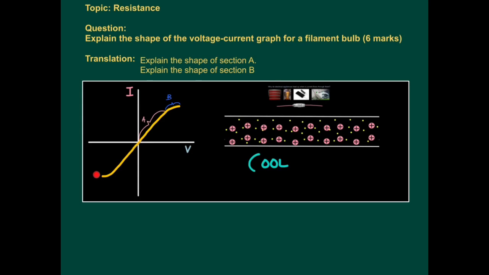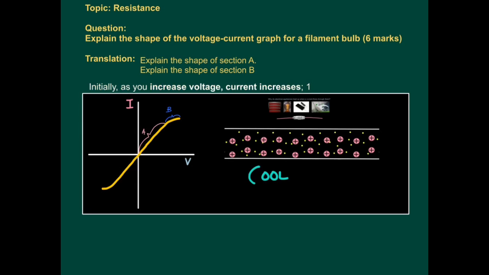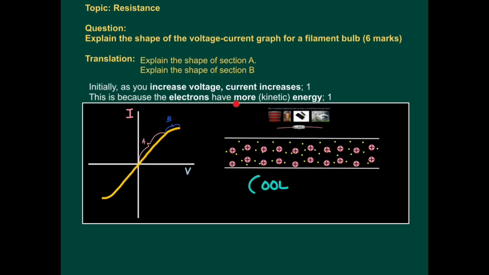Don't worry about the negative region because it's exactly the same explanation. All it means is the current's now flowing in the opposite direction. So initially, as you increase voltage, current increases. What that means, that word, it means at first, and it's a nice way to start answers relating to graphs. And this is because the electrons have more kinetic energy. So we can see here that as we increase the voltage, the electrons start to move faster.